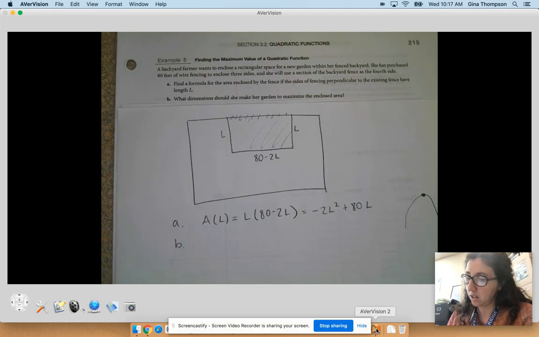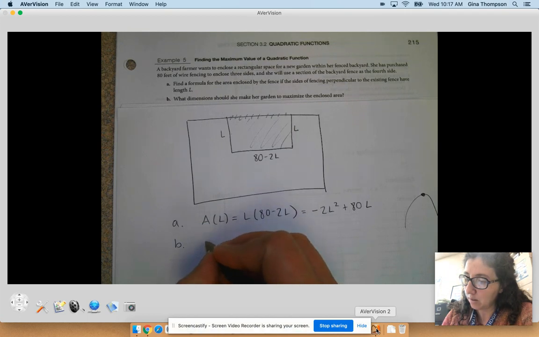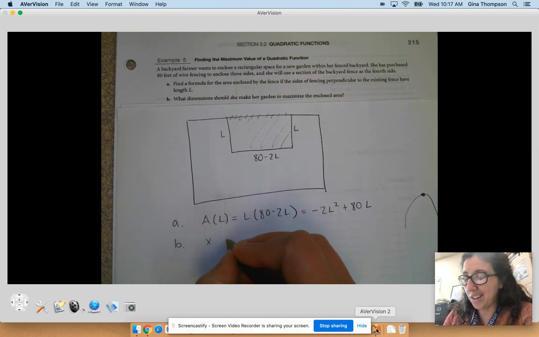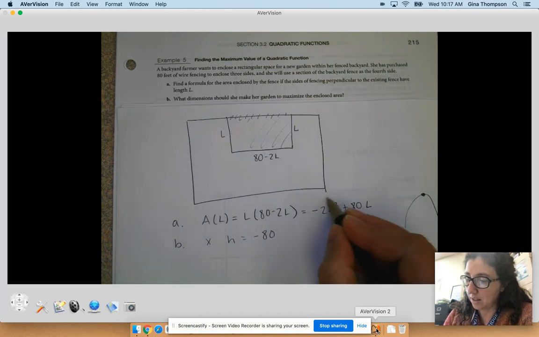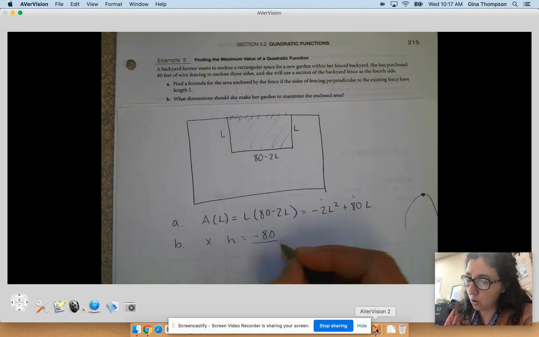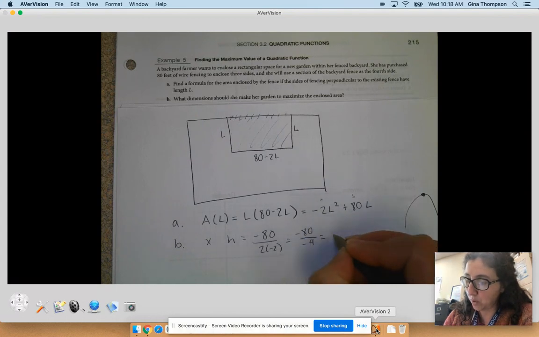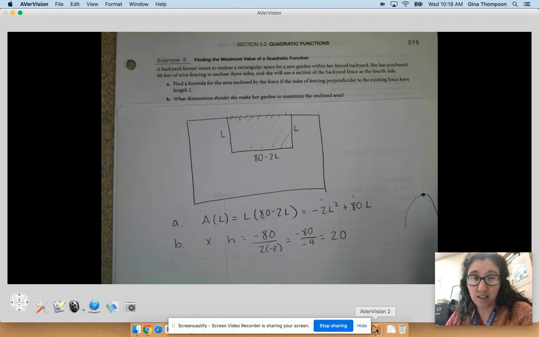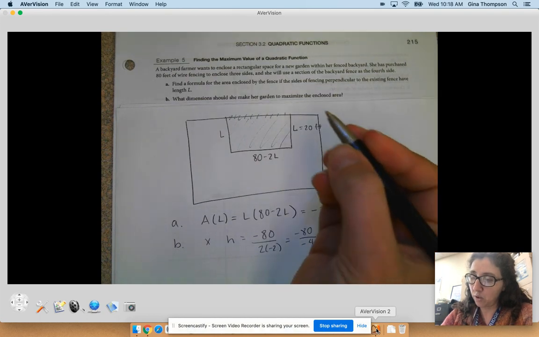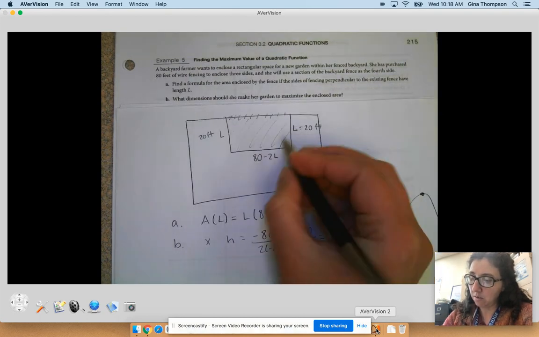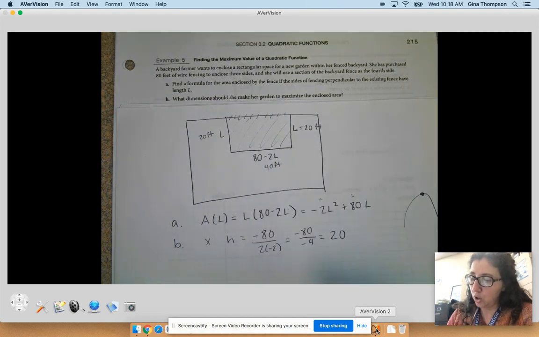Luckily, we know how to find that. The x value of the vertex, so we could call that h, happens at minus b over 2a. In this case, this is a, this is b, and we don't have a c. So minus 80 over minus 4, so that's going to be 20. Does that make sense? If this was 20 feet, then this would be 20 feet, and this would be 40 feet. So her garden would be 20 feet by 40 feet, would be the maximum area, right?